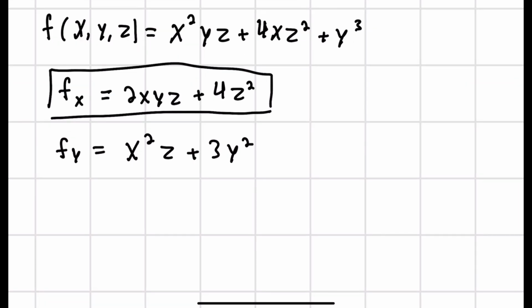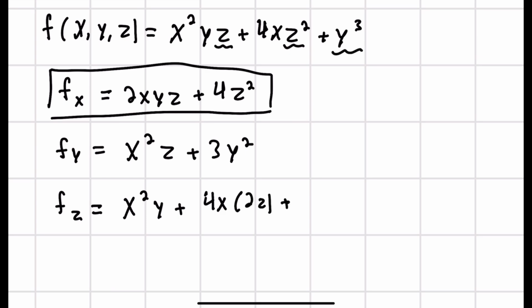And finally, let's find the partial derivative in respect to z. So for our first term, the derivative of z would be simply 1. So we have x squared times y plus, for our second term, the derivative of z squared will be simply 2z. So we have 4x times 2z plus the derivative of y cubed in respect to z is simply 0. So let's simplify everything. So we have x squared times y plus 8xz.